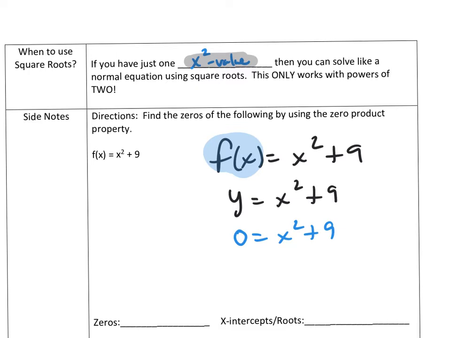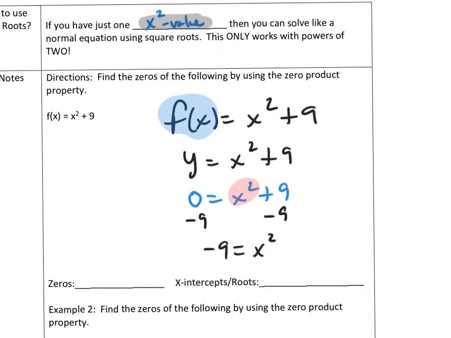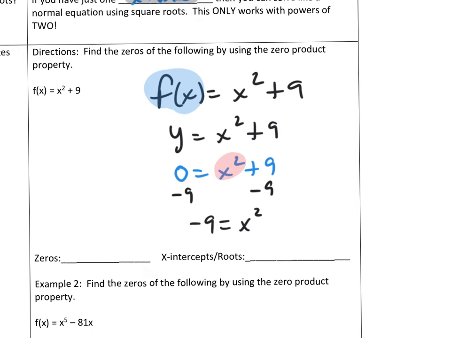So the question is, can we use our normal roots? Yeah, because look, we only have, let me highlight this, we only have an x squared. So we can solve like a normal equation. So let's go ahead and solve like a normal equation. I'm going to go ahead and subtract 9 over to leave you negative 9 equals x squared. Now, this is kind of nice because this puts all of chapter 2 back into effect right here.